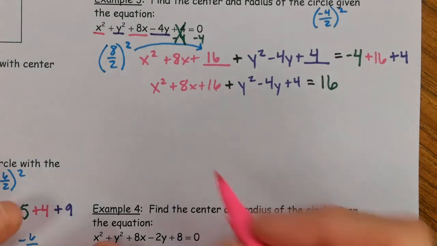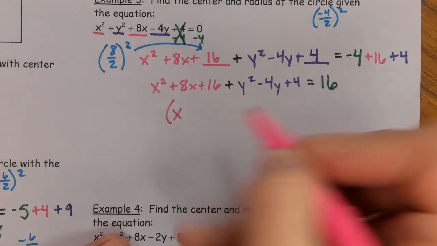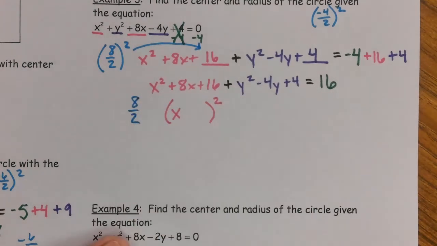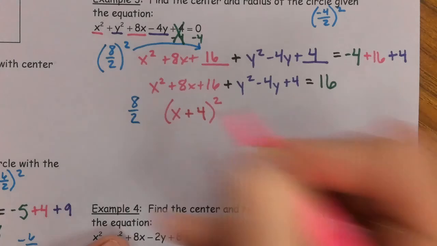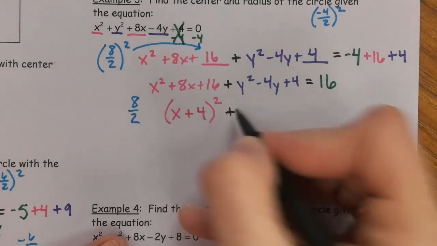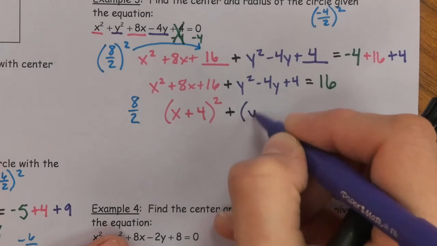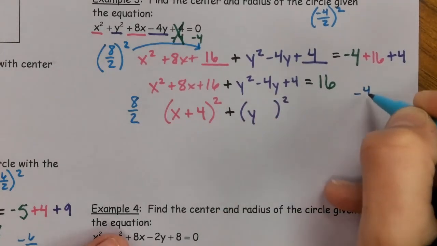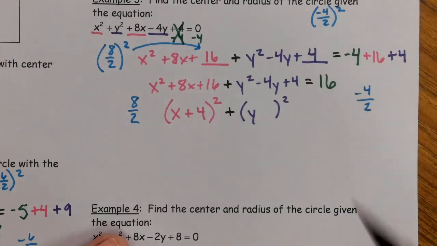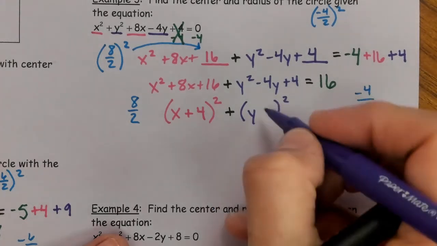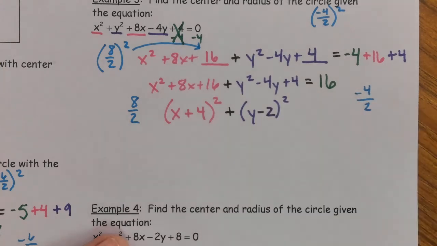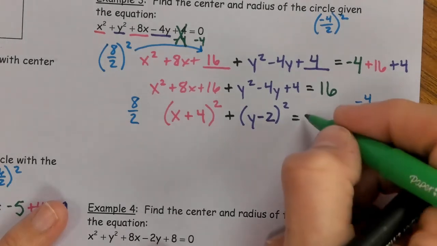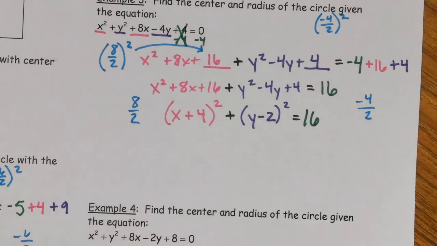So now we need to factor. Let's factor our x. We're going to take b divided by 2. We're going to get a plus 4. Figure out our y's, doing the exact same thing. Do that over here. We have a negative 4 over 2. So we're going to wind up with a minus 2. All set equal to that radius squared of 16. And we have our equation.